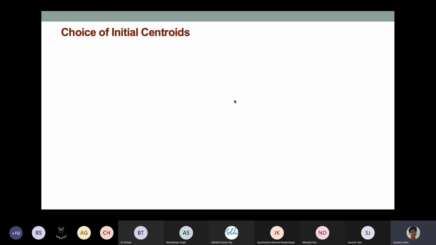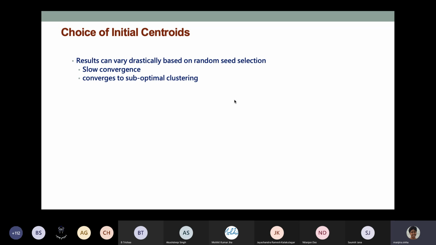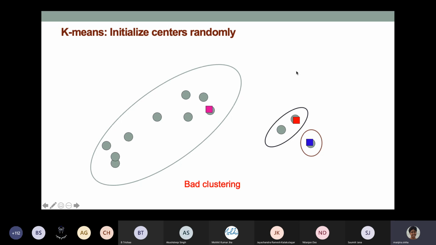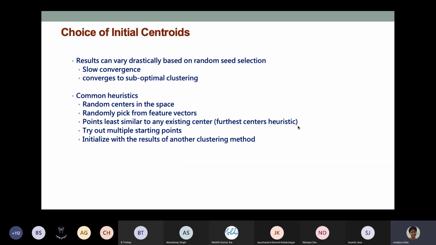So the choice of the initial centroid in k-means is very important. Results can vary drastically based on the random seed selection. It can be either very slow convergence or it converges to suboptimal clustering, like we have seen in this example. It will converge quickly, but this is not the cluster that we want, or that is useful, right?